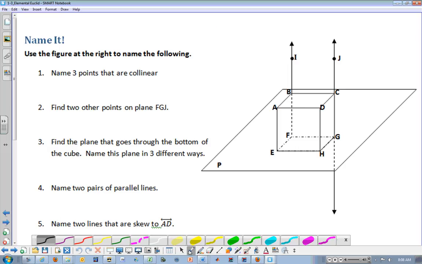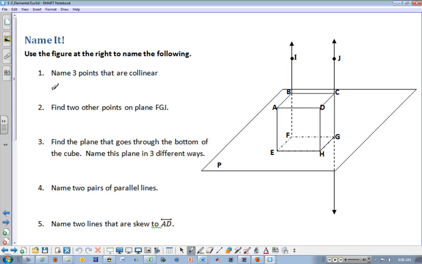Three points that are collinear. Okay. We can do a couple. We can do I, B, and F, or we can do J, C, and G. Put commas between these because they're points. If you don't put commas, they look like lines or something like that. Okay, those are the only combinations you can have.